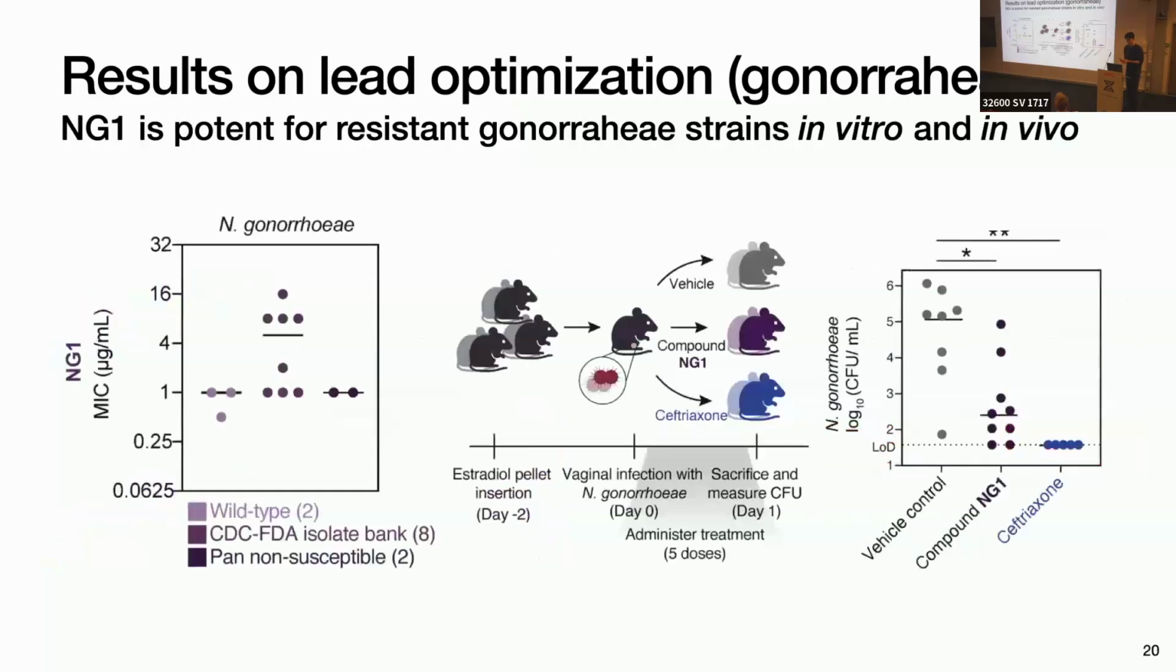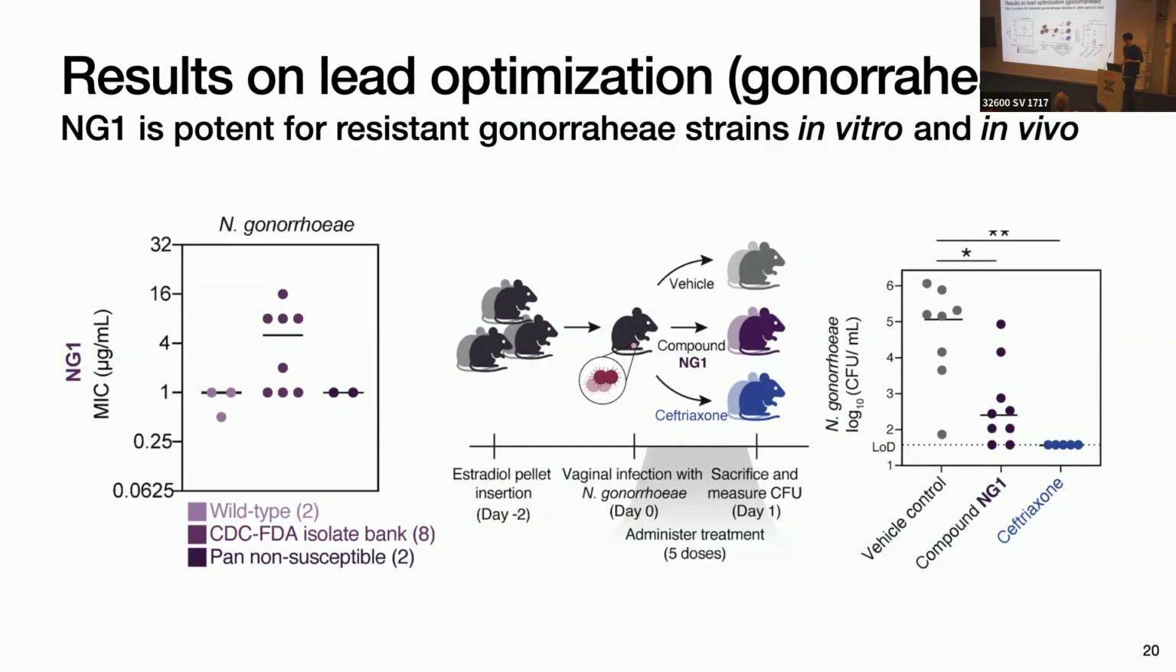We also tested this molecule against several resistant or mutated strains of the gonorrhea bacteria. We tested about 10 mutated strains from the CDC and FDA isolate bank, and we found that it can kill them. For some of the resistant strains it works a little bit worse, but for these pan-resistant bacterial strains, this molecule actually works pretty well.